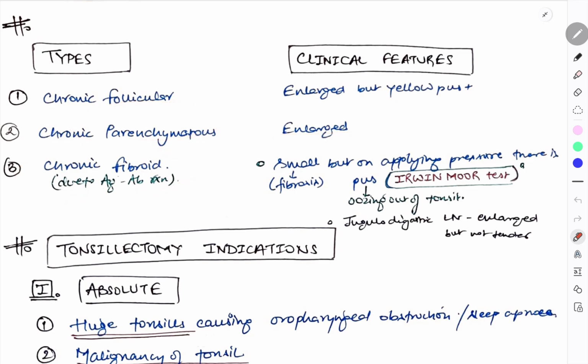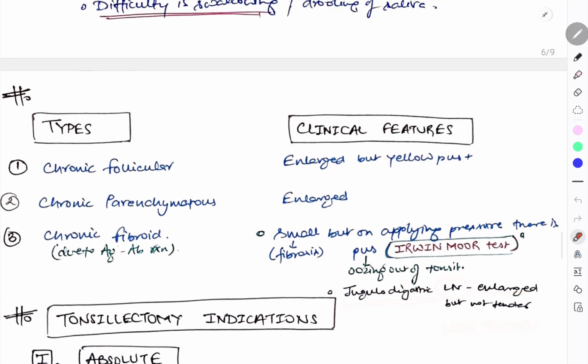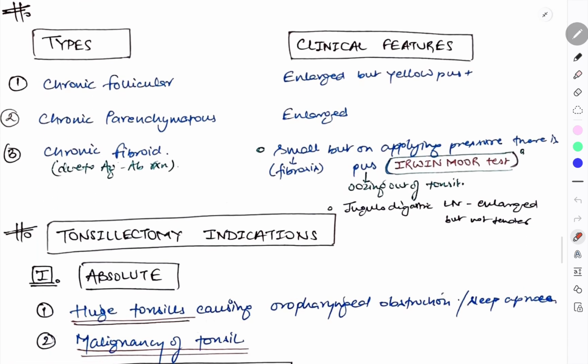Here the tonsil will be small due to fibrosis, but on applying pressure there is pus oozing out of the tonsil, and this is called Irwin Moore test, and this is one of the cardinal features of chronic tonsillitis. The second is jugulodigastric lymph node enlargement, but it is non-tender. Keep in mind, non-tender. Okay, so these are the types and clinical features of chronic tonsillitis.